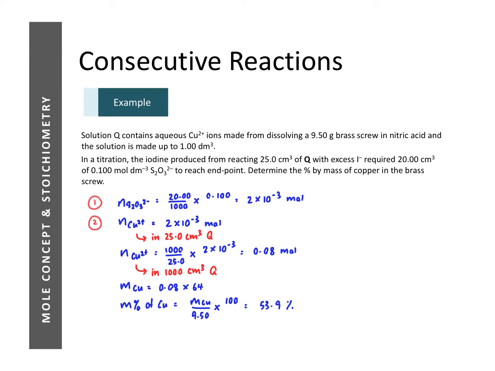Once we have found the total amount of copper(II) ions, we can find the mass by multiplying it by the molar mass, and then later on find the mass percent of copper in the screw.